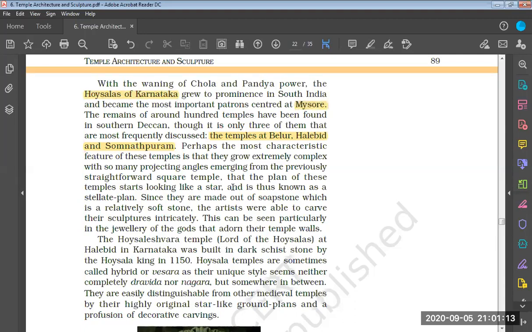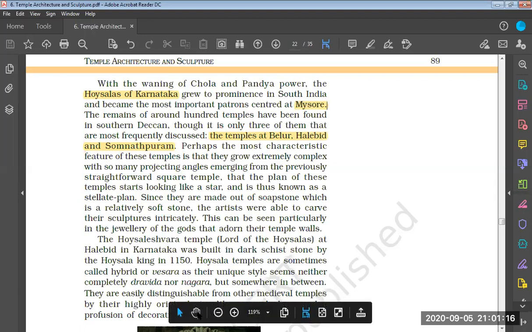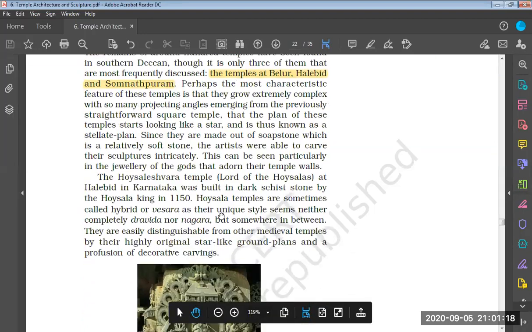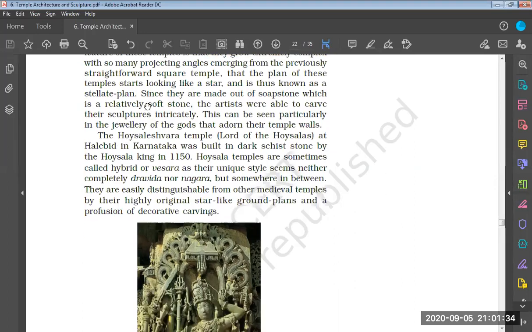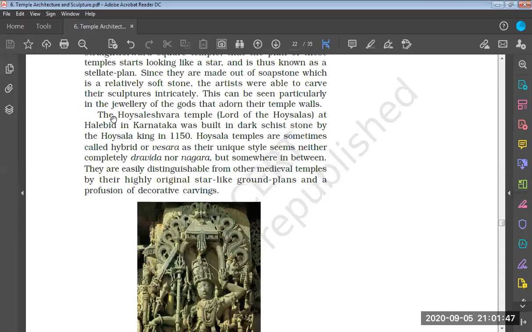Perhaps the most characteristic feature of these temples is that they grow extremely complex, with so many projecting angles emerging from the previously straightforward square temples, that the plan of these temples starts looking like a star and is thus known as a stellate plan. Since they are made out of soapstone, which is a relatively soft stone, the artists were able to carve their sculptures intricately, particularly the jewelry of the gods that adorn the temple walls.